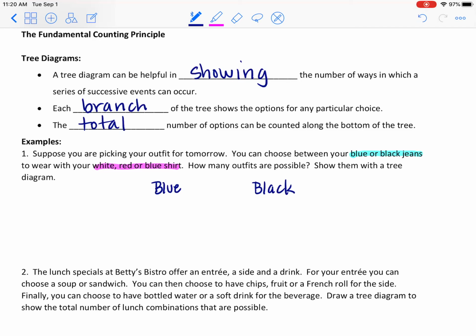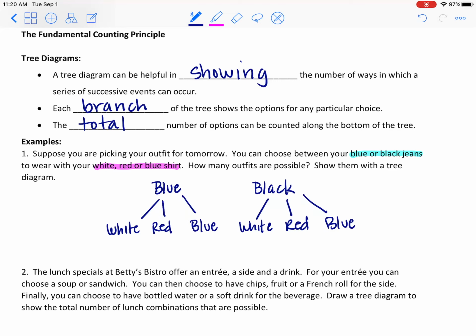Here's where the second level comes in. We could choose with our blue jeans to wear a white shirt. We could choose to wear with the blue jeans the red shirt, or we could choose to wear with the blue jeans the blue shirt. Or we could have chosen to wear the black jeans and then each of those 3 shirts as well. So we have black jeans with a white shirt, or black jeans with a red shirt, or black jeans with a blue shirt. It looks like our shirts are duplicated, but it's because each of those options is available with each of the pairs of pants.